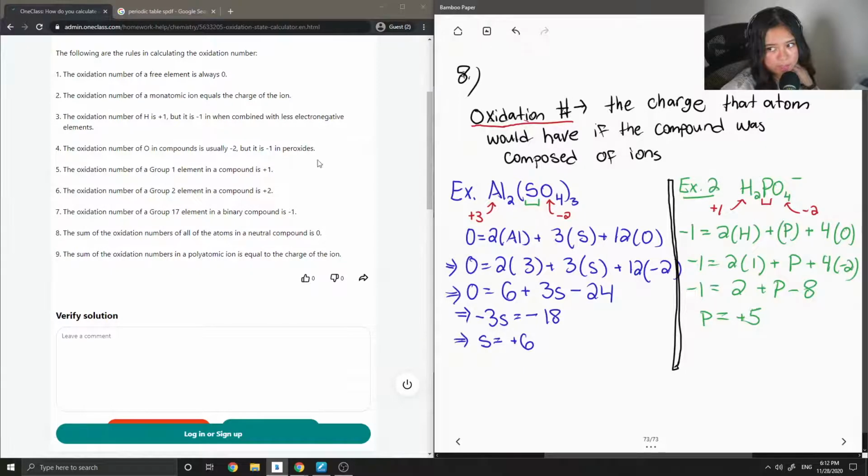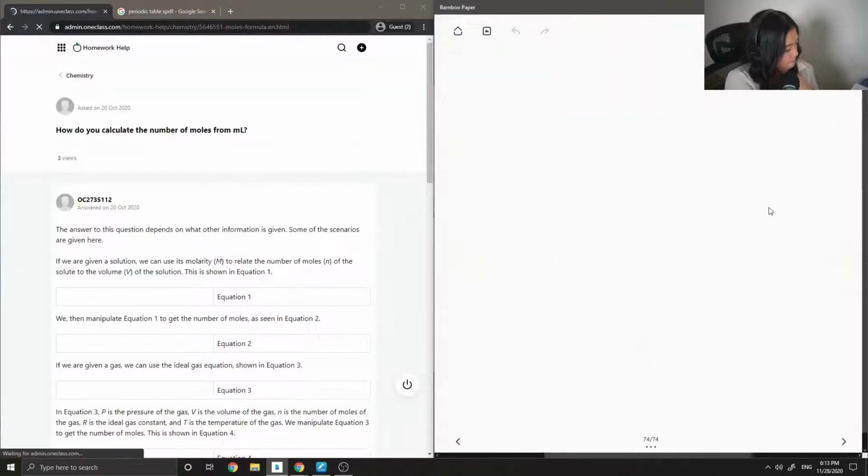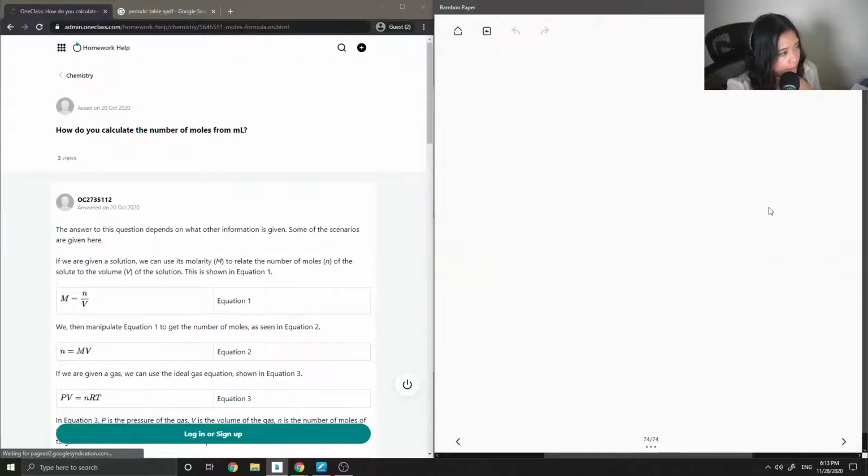Okay, so those are just some examples of how you would calculate the oxidation number. And I'll just say for the junior tutor, this solution is correct. They gave all of the rules on how we would solve for it. Okay, so now let's move on to question number 9.